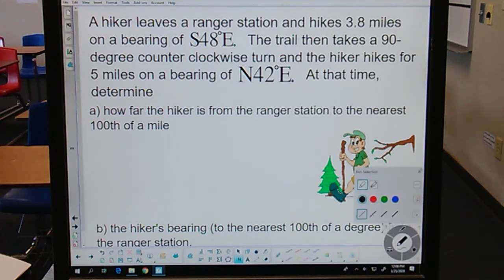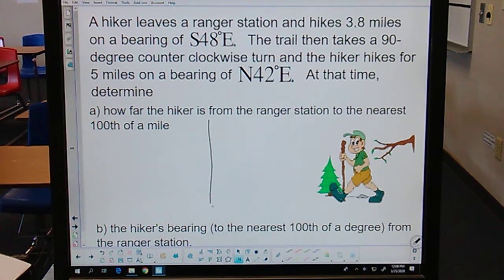What you're looking at is, if you hike 3.8 miles on a bearing of south 48, north and south, south is here, north is up, and east would be on this side and west on this side. South 48 always plays off of the north-south line. So there's 48 degrees right there for my bearing, going towards the south, going towards the east. And it says he does this for 3.8, so we're going to write a 3.8 in here and stop the hiker about right there.